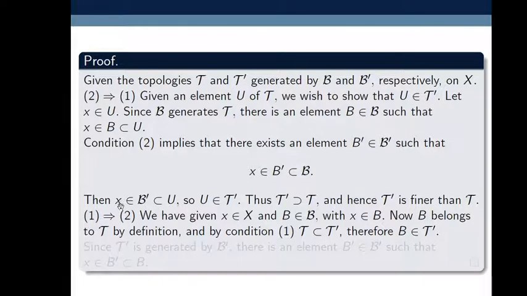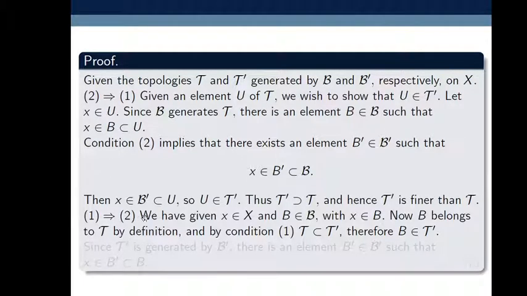So here we prove this implies U belongs to tau dash. Why? Because script B dash generates topology tau dash. So U belongs to tau dash. Here we assume U belongs to tau and show U belongs to tau dash. Thus tau dash contains tau. This means tau dash is finer than tau. So here we prove 2 implies 1.